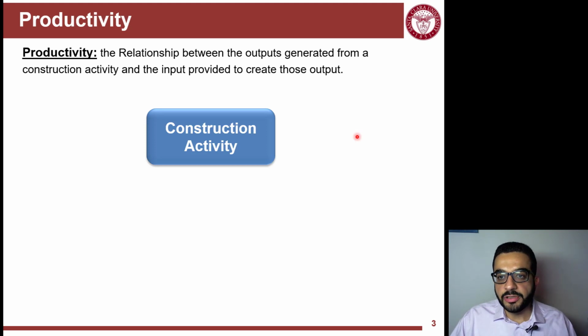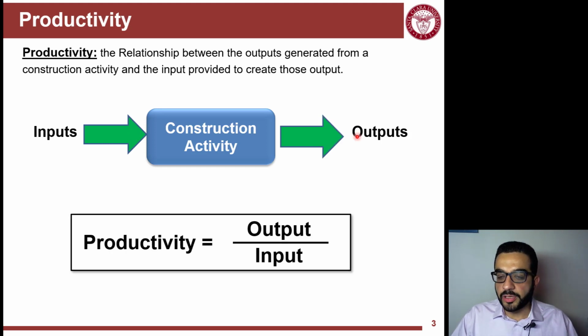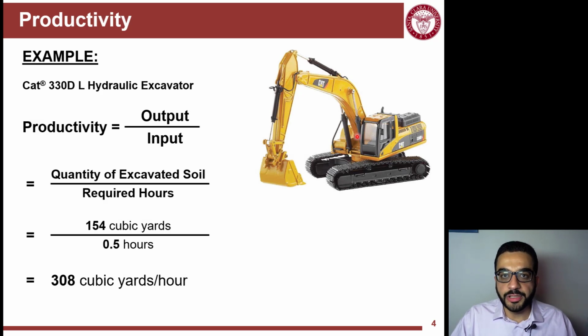So productivity here is the relationship between output and input of a construction process, or a resource working with an input and providing an output at the end. So productivity is the ratio between output over input. Typically, output is the work that's being delivered and done by this resource, and input is the time that was put and required to finish this work.